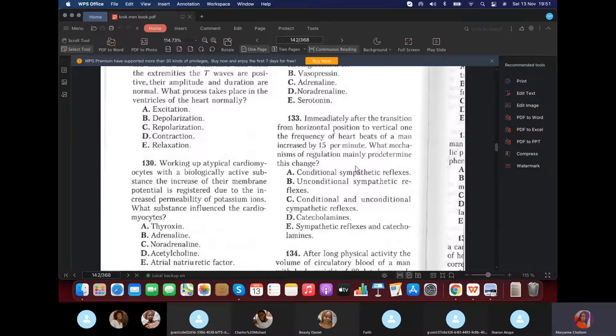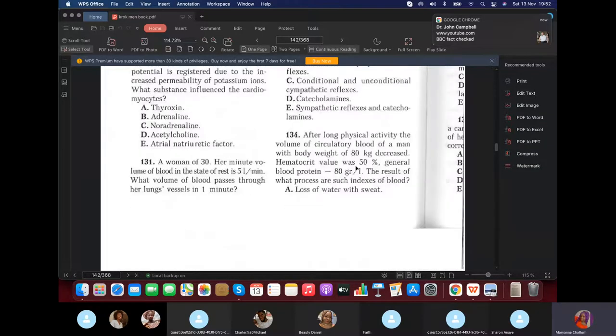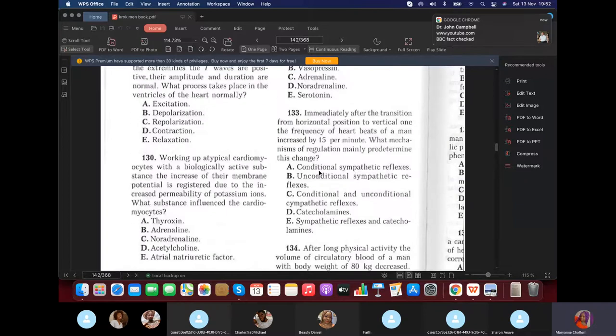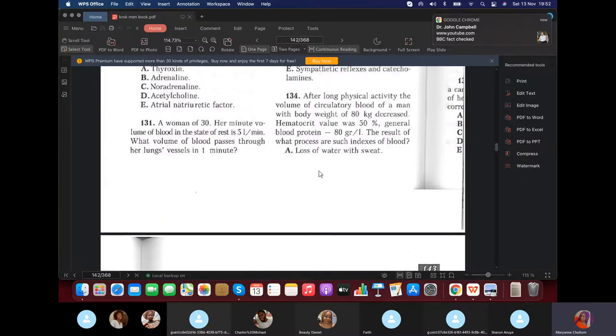So what did I tell you? You have to ask yourself, was there any stimulation in the body? Yes. What stimulation in the body occurred? The baroreceptor has sent impulse towards the cardiovascular center in the medulla, which I explained to you just now. So that's why the answer will be what? Unconditioned sympathetic. You see why physiology is very interesting. Once you know the mechanism, it's very easy for you to know the answer. 134.